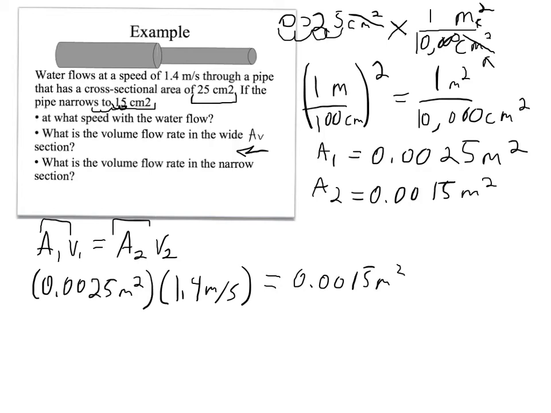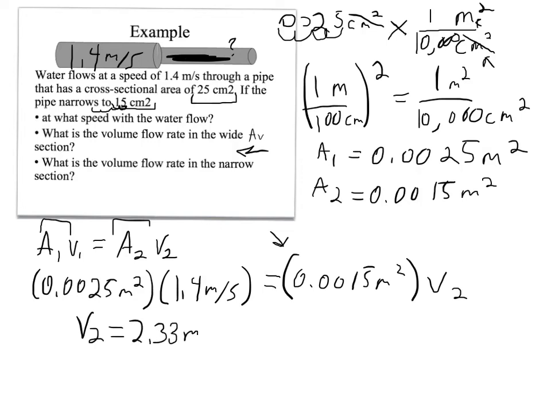0.0015 meters squared, times the velocity we want to know. So the velocity when it gets here. The problem tells us that when it's over here on this left side, it's 1.4 meters per second. We want to know what it is when it gets over here. So that's going to be V2. Well, that's simple. I multiply the left side, divide by 0.0015 to get rid of this, and I'll have V2. So if I solve that for V2, I get that V2 equals 2.33 meters per second.